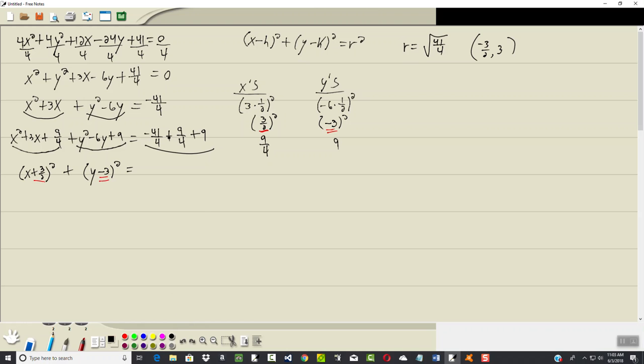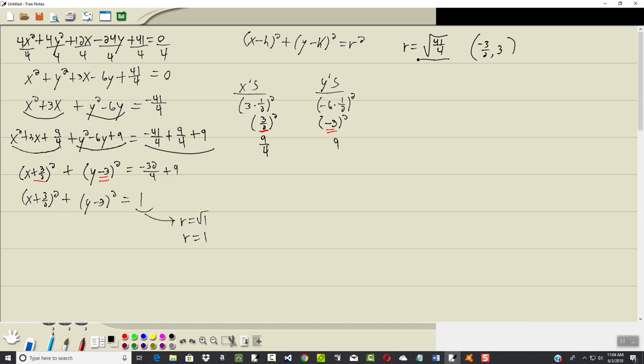Okay, negative 41/4 plus 9/4 is negative 32/4, plus 9. And then we got (x + 3/2)² + (y − 3)² = negative 32 divided by 4 is negative 8, plus 9 is 1, so that's 1. Now at this point, to find r, we take the square root of that. The square root of 1 is going to give us 1.